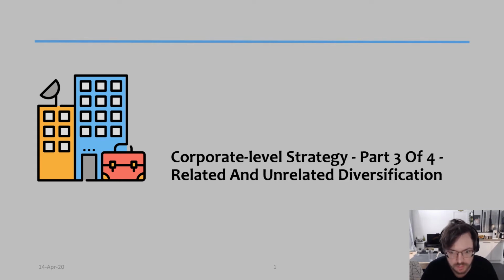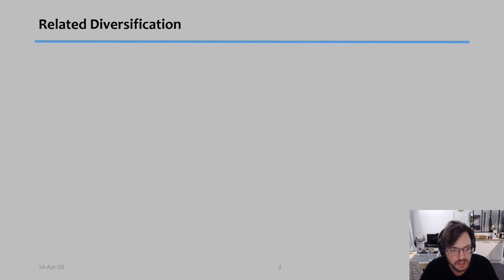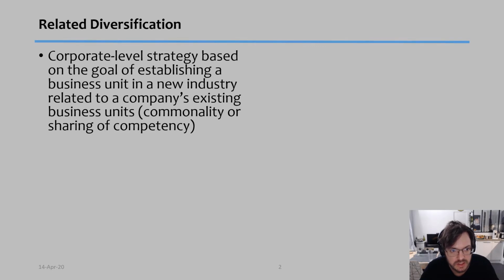Hello everyone, welcome to the third part of this mini-series about corporate level strategies, and I'm going to talk about related and unrelated diversification. So let's start by explaining related diversification. This is a corporate level strategy based on the goal of establishing a business unit in a new industry related to the company's existing business units.